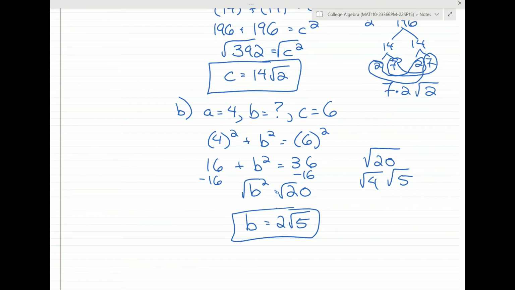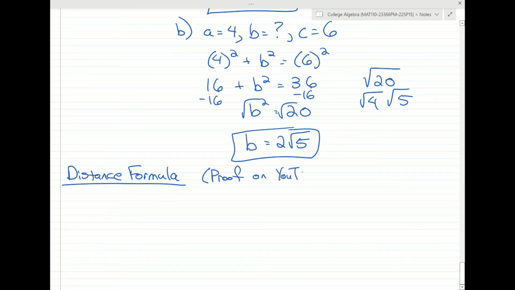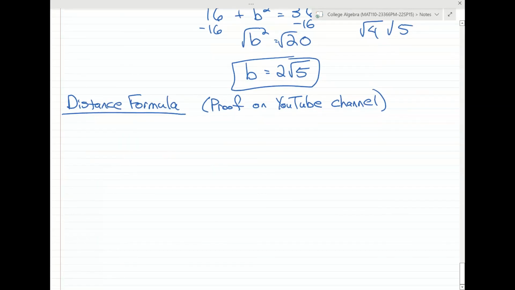Couple more topics tonight. One is called the distance formula. This is another one where the proof, see where it comes from. The distance formula, it does come from Pythagorean theorem.